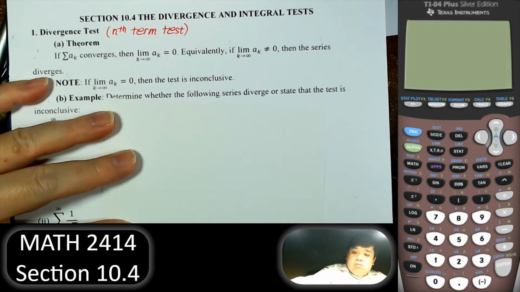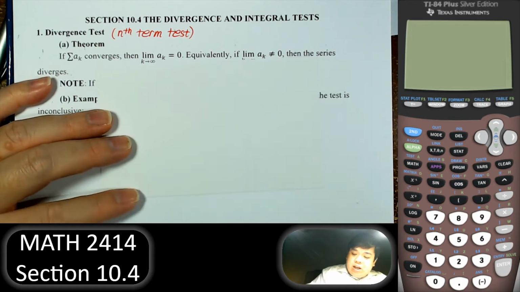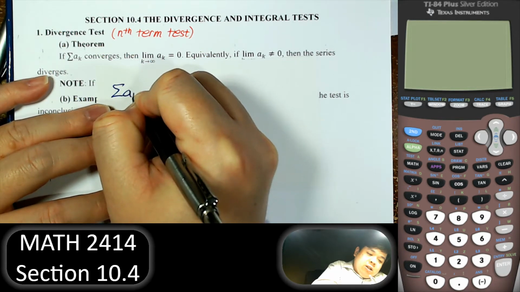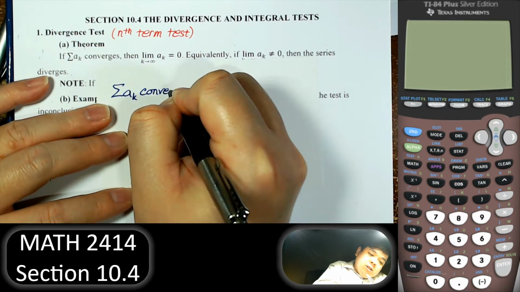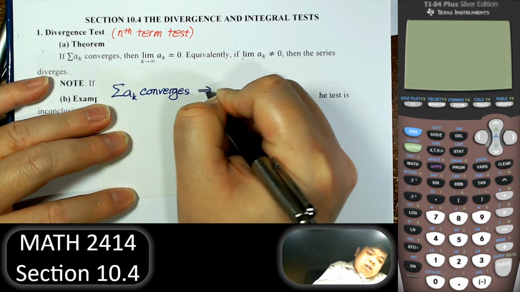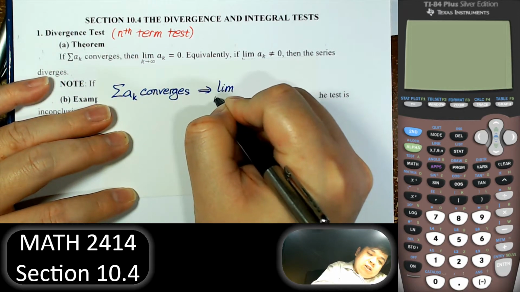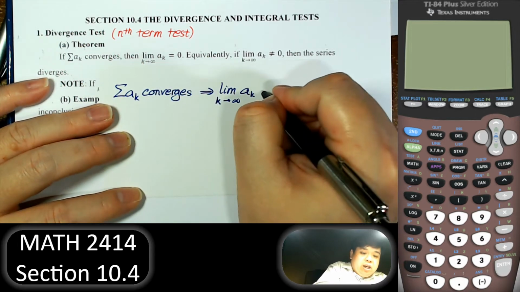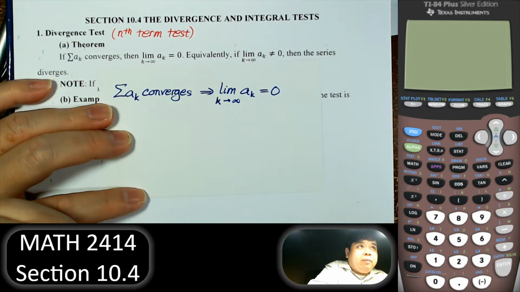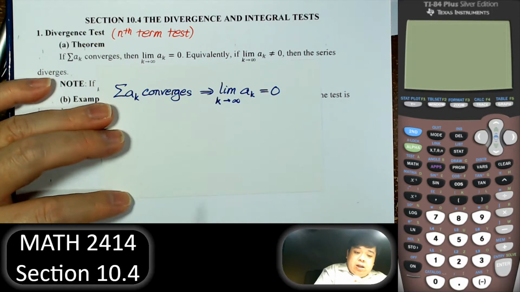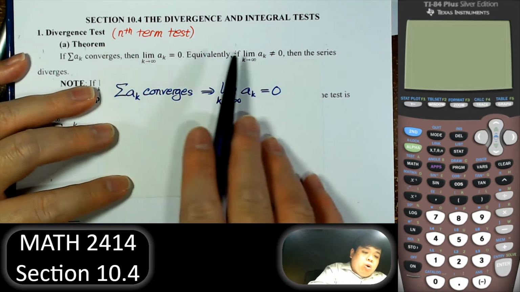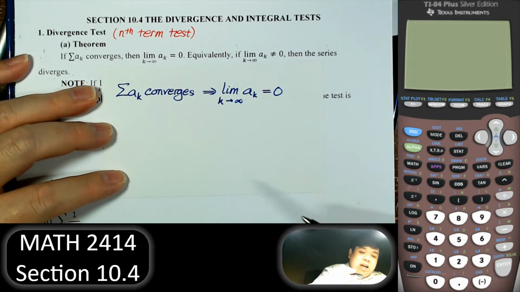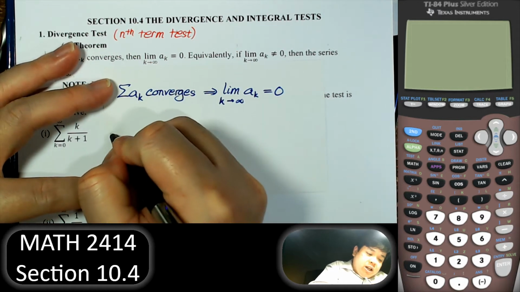First, the logic behind this. What we say here is an implication: the series converges implies the limit as k goes to infinity of the term equals 0. Now, this is a statement. Why are these two equivalent? That is a matter of logic. I won't explain much, I'll just give you an example here.